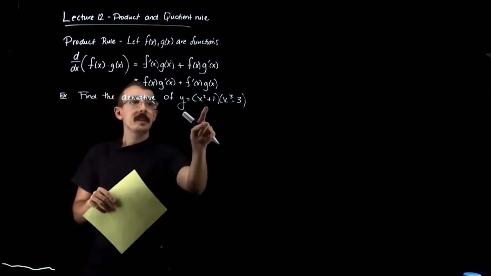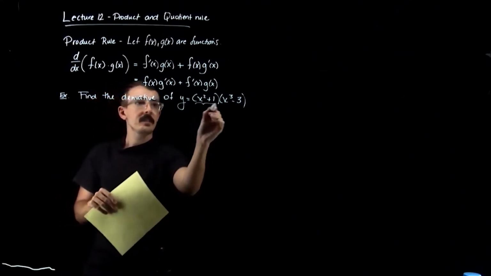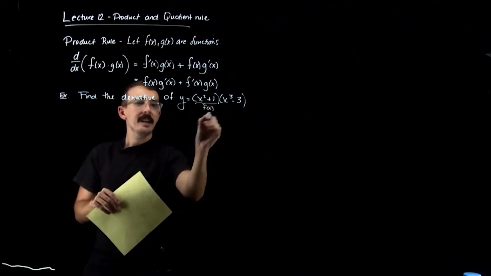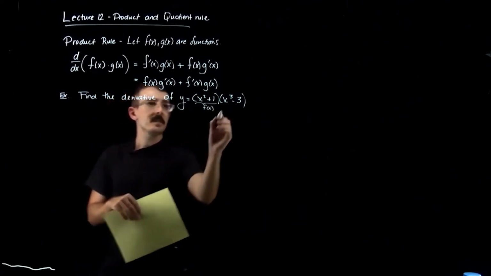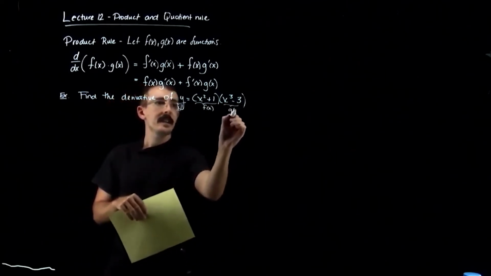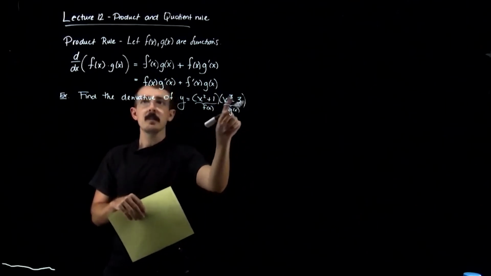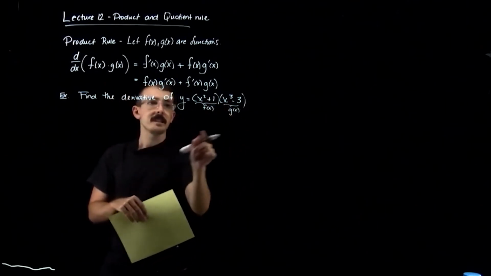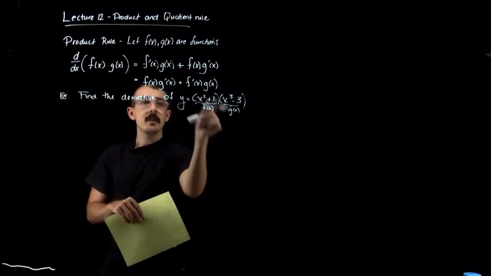So you could think of this first function here as kind of like our f of x. And this one right here, you could say that's g of x. So it's this function times this function. That's how it relates to the rule. What I'll do is I'll go ahead and follow the rule.